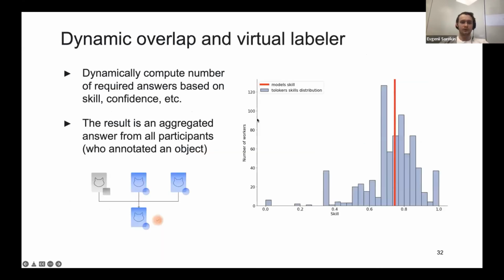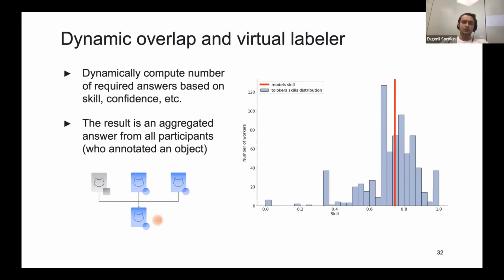Yes, let me first explain the notion of overlap. Dynamic overlap means that you will ask as many Tolokers as needed for that particular task. If the task is very simple, you will ask fewer. If the task is very complex, you will ask more until you get a coherent, consistent answer.